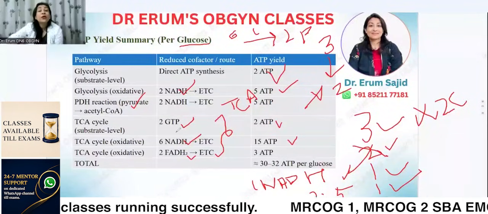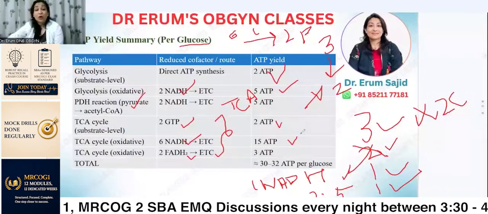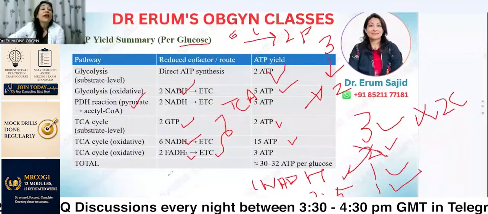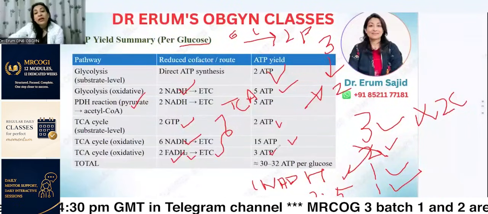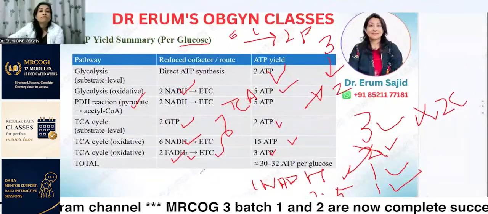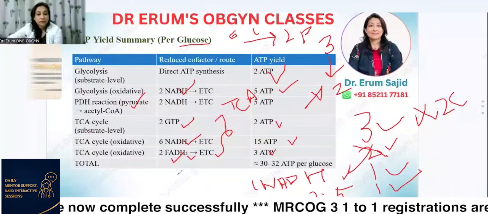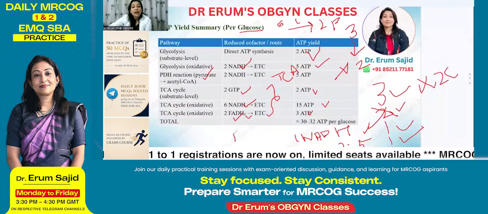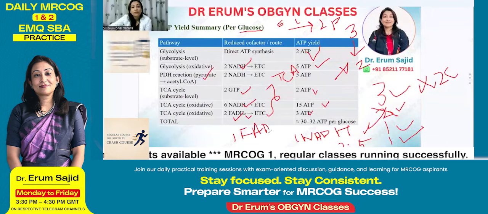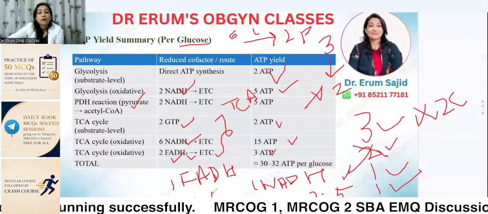We also know that 2 GTP will give you 2 ATP. 6 NADH will give you 15 ATP because each NADH is giving you 2.5 ATP. And 2 FADH will also give you 3 ATP, because 1 FADH is giving you 1.5. Okay? 1 NADH was giving you 2.5 and 1 FADH is giving you 1.5. That also you should know, I should have introduced it in the beginning. All right.